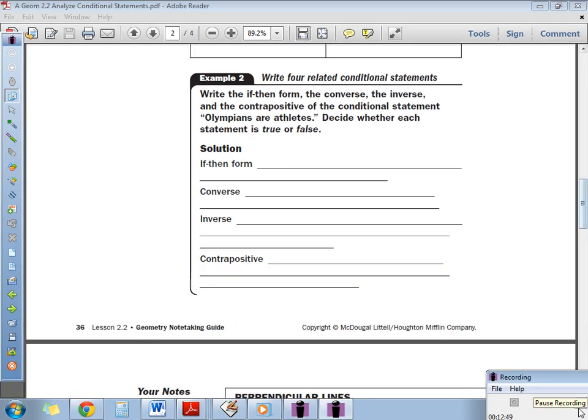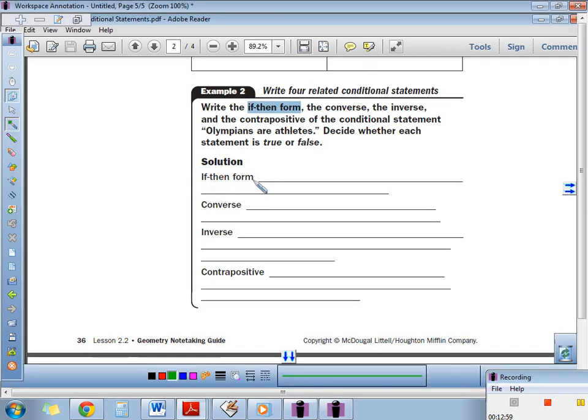Example 2 has multiple parts, and these are on your test, guaranteed. So you got to make sure to read and understand this. The first thing it says, write an if-then statement. So they start off down here. They say if-then form. The next one is write the converse. So they write converse. Then the inverse and the contrapositive down here. Those are the things we're going to do with this statement. Olympians are athletes. But then we got to determine, is it true or is it false? Lots of parts to this.